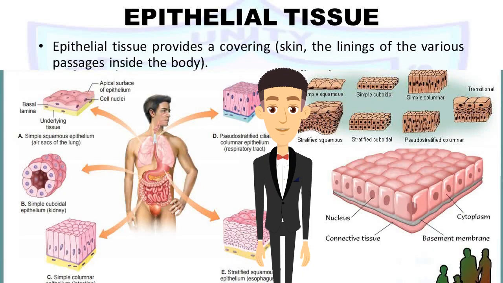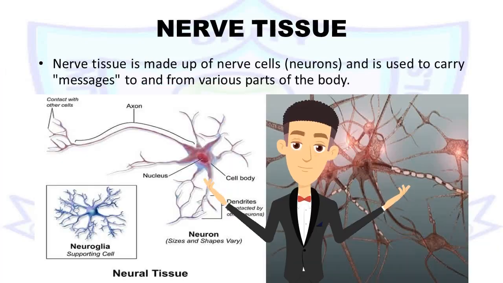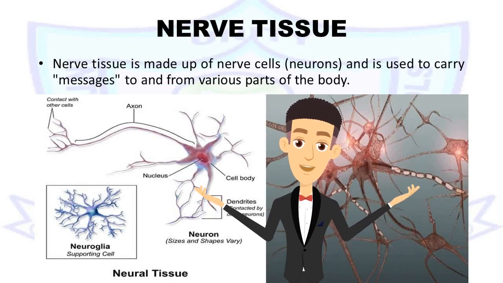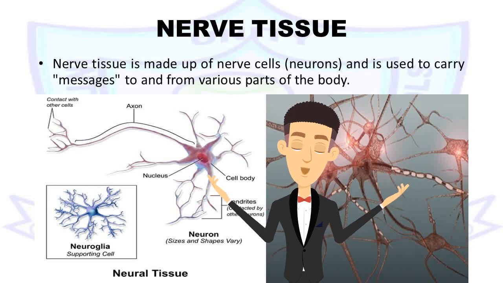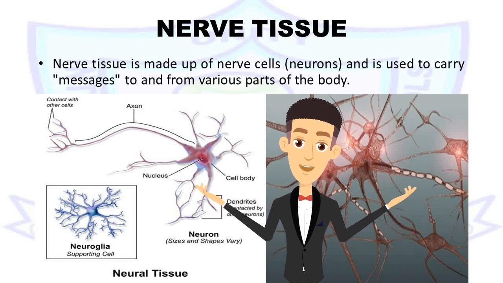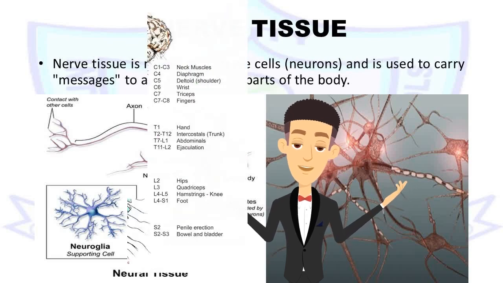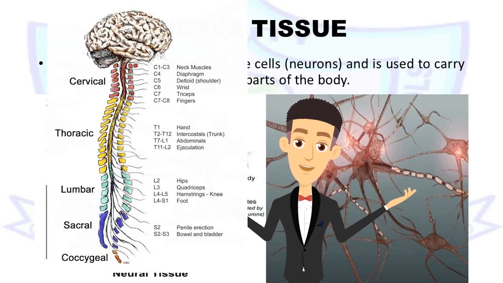Epithelial tissue provides a covering, just like you can see in the picture. It is covering skin, and the linings of the various passages inside the body. Nerve tissue is made up of nerve cells, neurons and neuroglia cells, and is used to carry messages to and from various parts of the body. This is very important in the regulatory function of the nervous system.